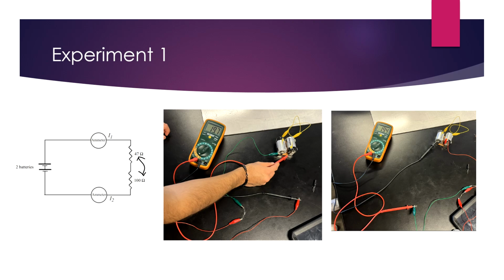In the first experiment, we were tasked with implementing a circuit consisting of two batteries, two ammeters, and two resistors of varying resistance in series. We swapped the two resistors in our implementation, but this wouldn't affect any outcomes.